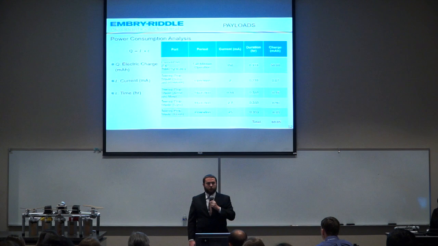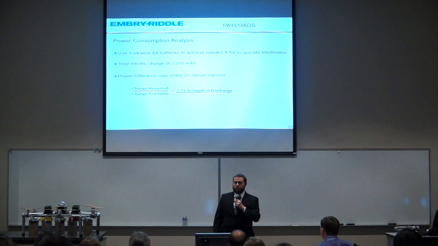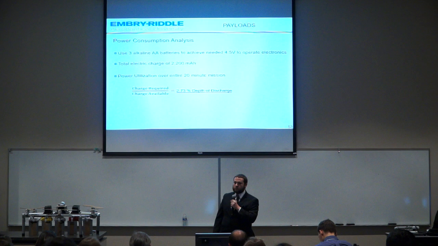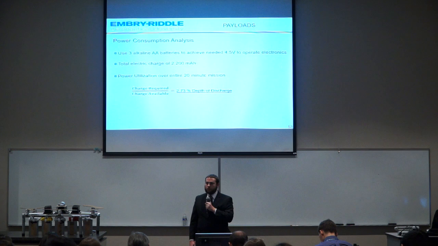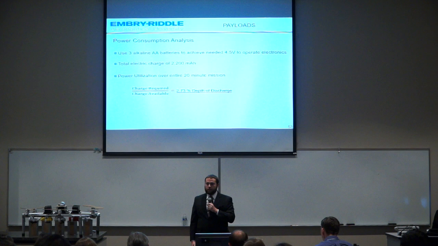Summing up the total required charge for each component gives us a total required charge of 60.05 milliamp hours. For the payloads, we chose a power source of 3 alkaline AA batteries, each with a voltage of 1.5 volts, giving us a total of 4.5 volts. This is within the required range to operate not only the onboard computer, but all of the sensors as well. With these batteries, we have a total electric charge of 2,200 milliamp hours. For the duration of the 20-minute mission, that gives us a depth of discharge of 2.73%, meaning that we have quite a bit of excess power, should we need it.